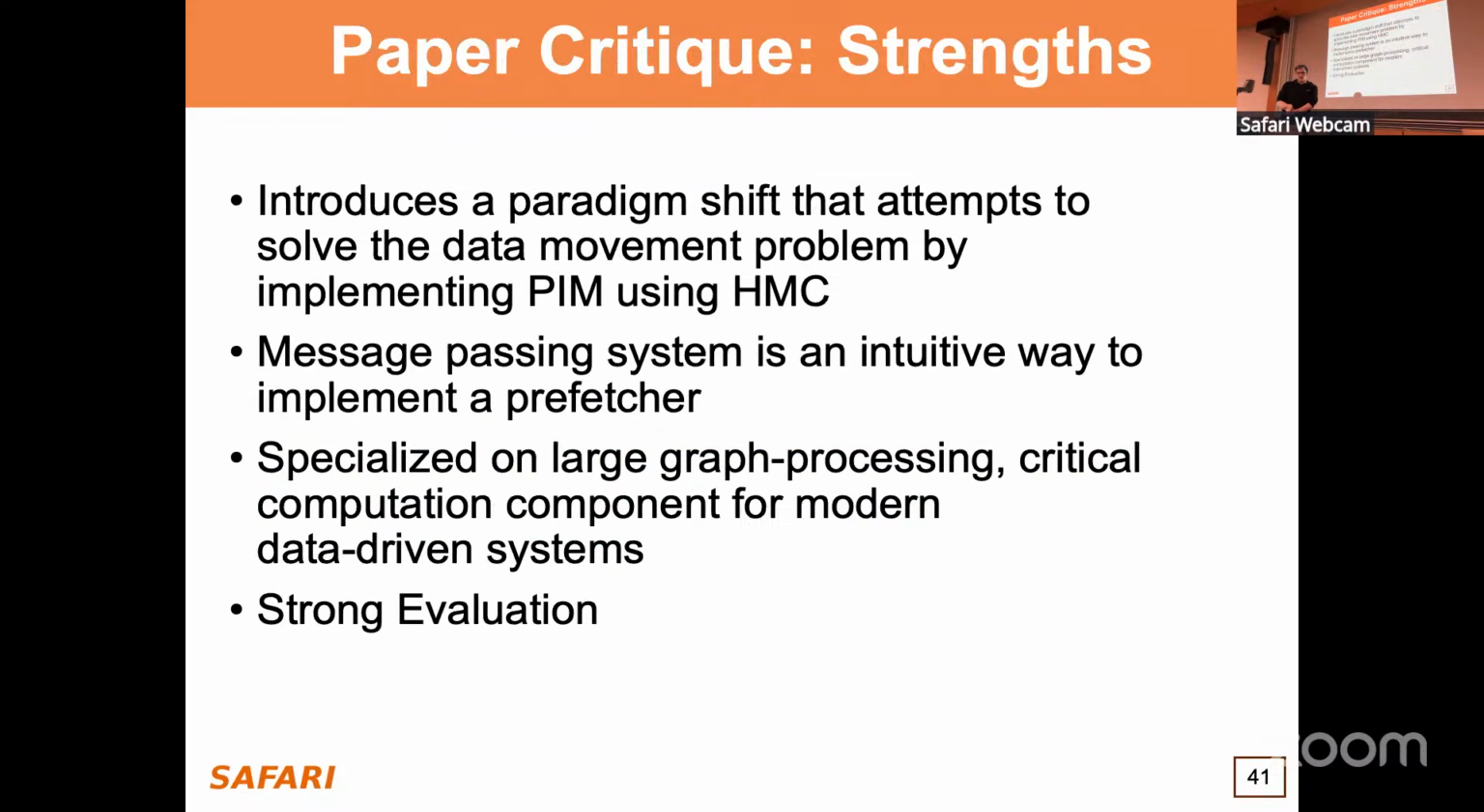So the strength of the paper is, in my opinion, that Tesseract really introduced the paradigm shift, which attempts to solve the data movement problem by implementing PIM using HMC. As already said, they were about the first to really introduce this and center an entire system around the use of PIM. The message passing system, I think, was an incredibly intuitive way to implement a prefetcher. The list prefetcher is pretty simple, but the message triggered prefetcher is, in my opinion, something I could not have thought about myself. And as we saw in the evaluation, it definitely was the cause for a huge speed up boost.